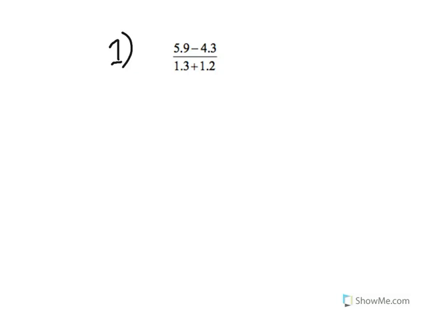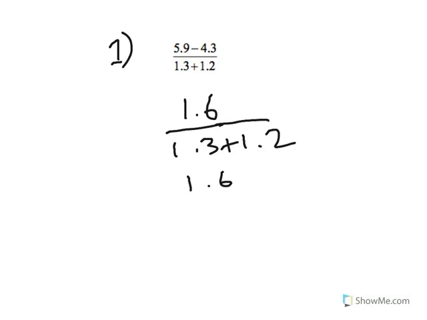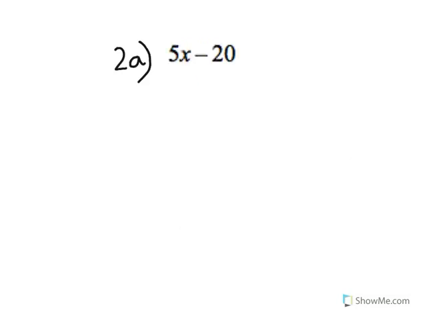Question number 1 is asking you to work out (5.9 minus 4.3) divided by (1.3 plus 1.2), and first of all, you've got to show all your working. So we'll deal with the numerator first. 5.9 minus 4.3 is 1.6, divided by 1.3 plus 1.2. This is really basic, so I was expecting you know this. 1.3 plus 1.2 is 2.5, so we've done with the bottom. And then you do 1.6 divided by 2.5. Do this on your calculator and you'll get 0.64.